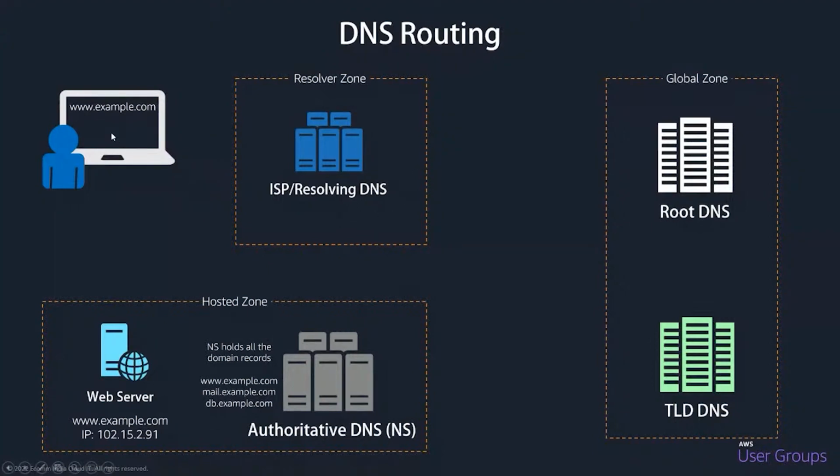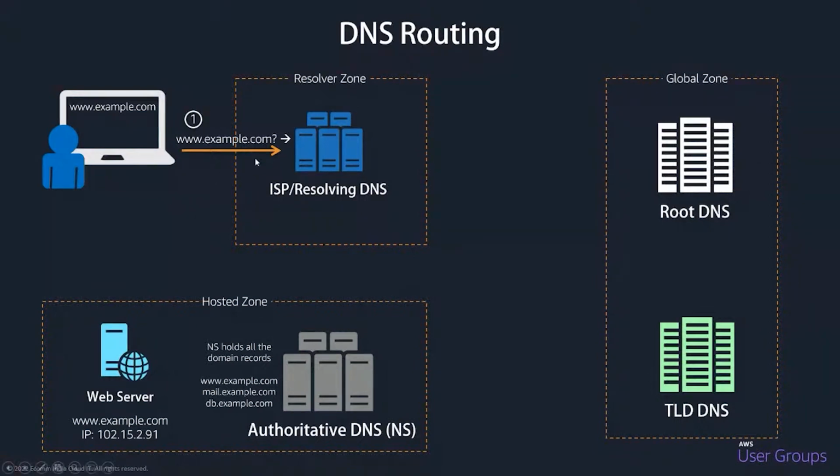So the user wants to find out the IP address of www.example.com. Let's assume that this is the first time they're doing it, because if they've already done it, normally the IP is stored in the cache of the system. But let's just assume that this is the first time. So the first step is the system will ask the resolving DNS, can you find out the IP of www.example.com for me?